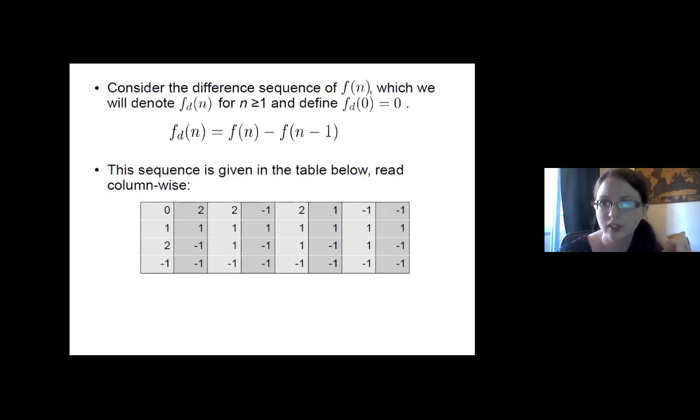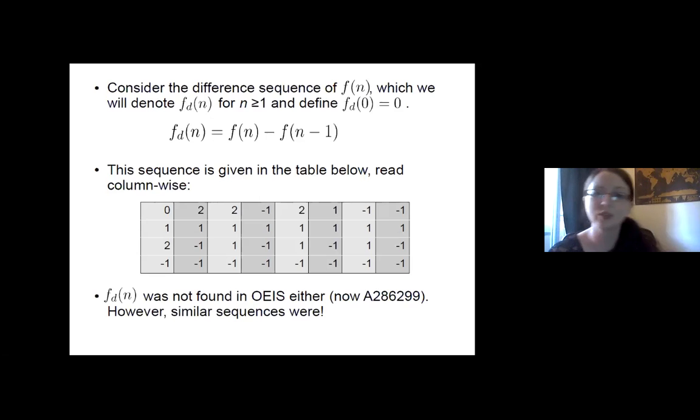So of course we ran to OEIS. Is the difference sequence in here? No, it wasn't. And again, it's there now since this work was published, but it wasn't there at the time. So this sequence wasn't in OEIS. We still don't really know anything about it. However, some similar sequences were in OEIS.